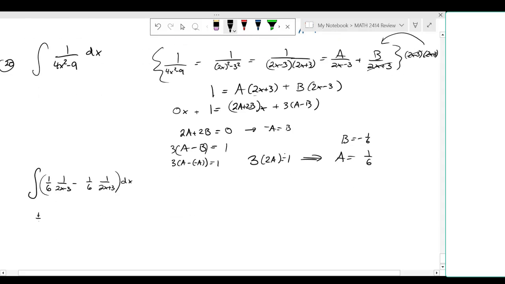And so we get 1/6. We do a u-sub, I guess, to get a log. In the first one, we would let u equal 2x minus 3, and in the second one, you let u equal 2x plus 3, and you would get logs out of that. Okay, so I think this would be a good problem if you had an improper integral, don't you think?